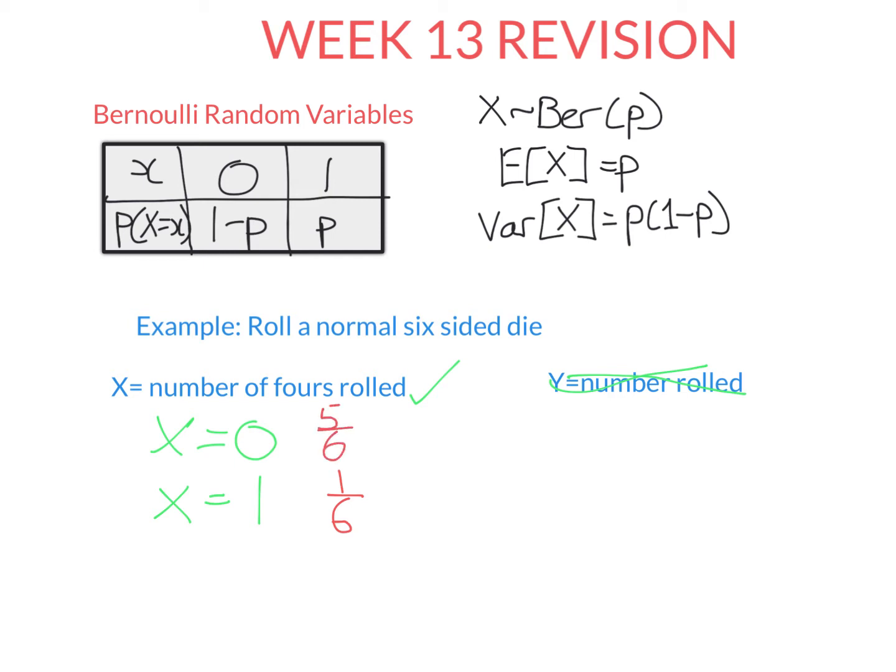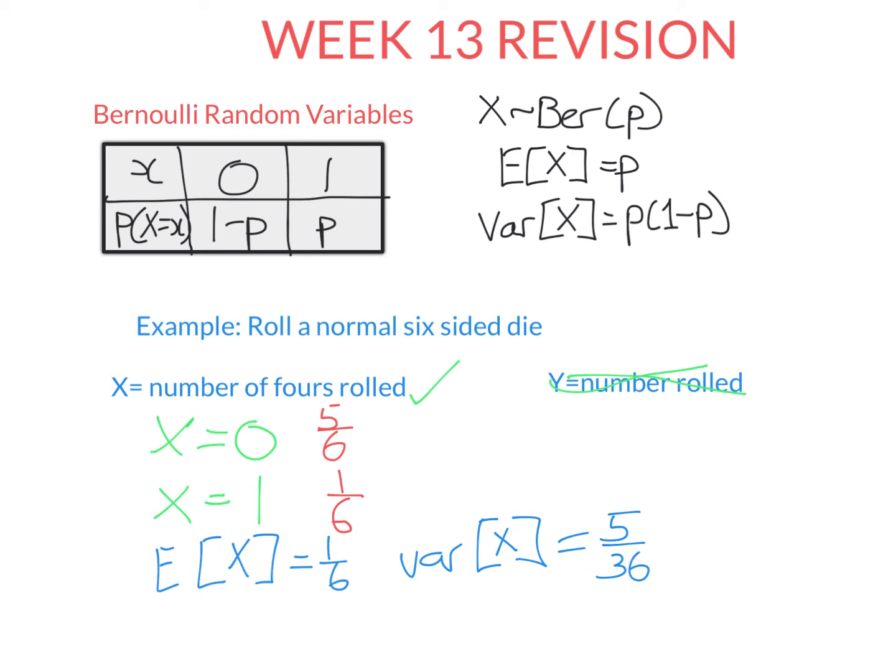5 over 6. So we said X was a Bernoulli random variable, so its expected value is just the probability of success, which is a 6th, and the variance of this random variable is just the two probabilities multiplied together: 1/6 times 5/6, which gives you 5 over 36.